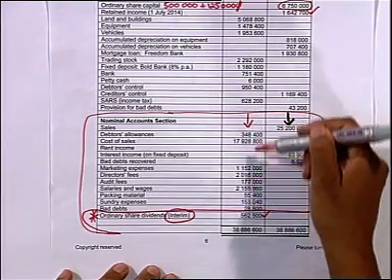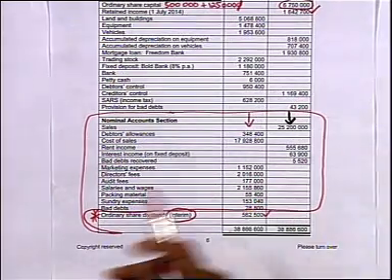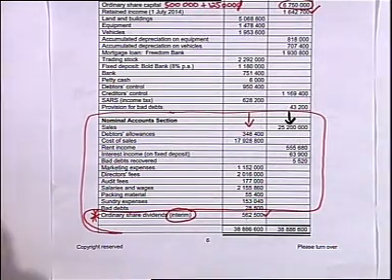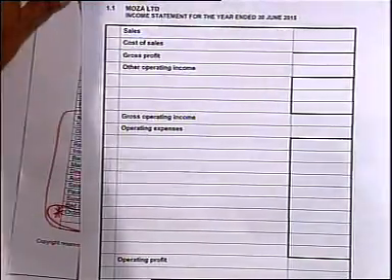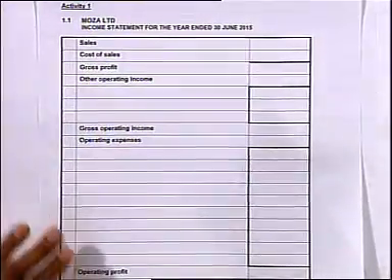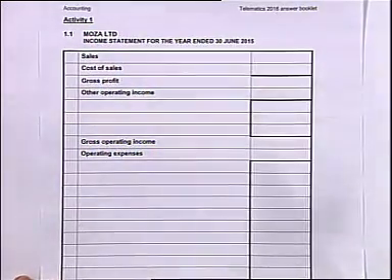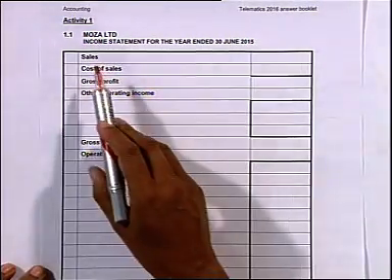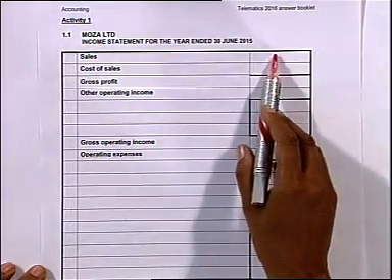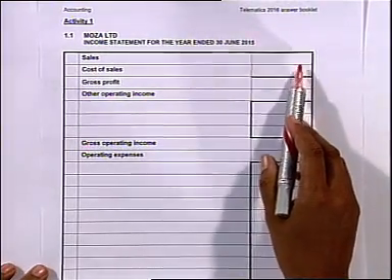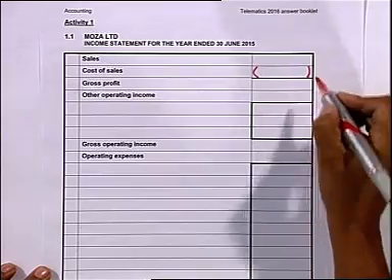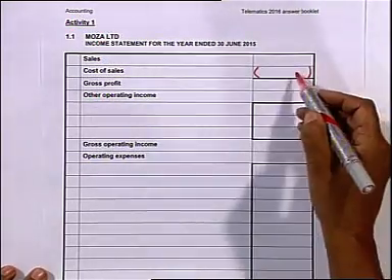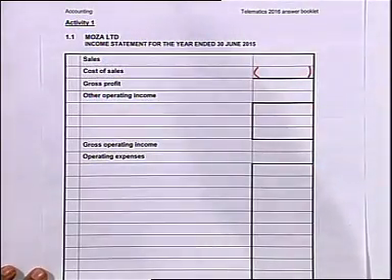Debits signify expenses. So if I look at my income statement, which I have here, you need to study this format as well, girls and boys. There I have sales, that's an income. Incomes will have no brackets. But my cost of sales, which is an expense, will have brackets.